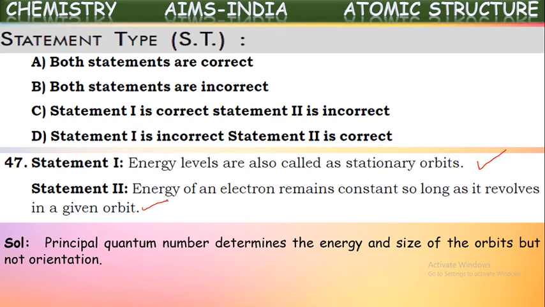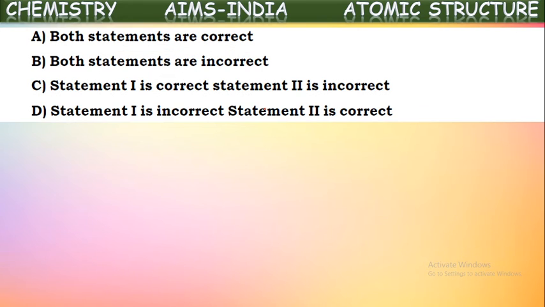Principal quantum number determines the energy and size of the orbits, but not orientation. Both the statements are correct here, so option A. Okay, A is the correct answer for this.